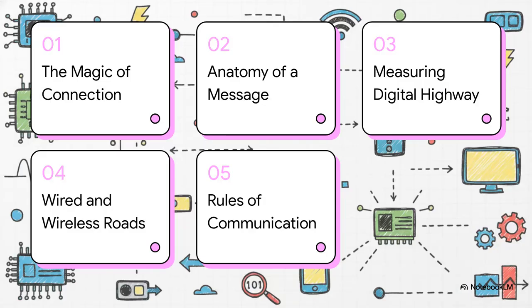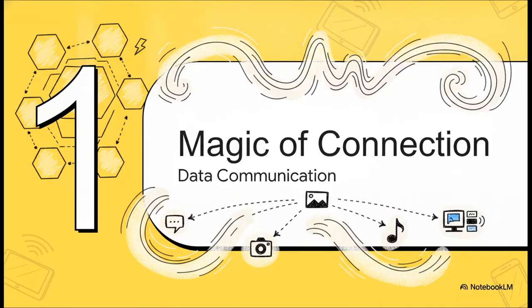So here's our roadmap for this explainer. 1. The magic of connection. 2. Anatomy of a message. 3. Measuring the digital highway. 4. Wired and wireless roads. And 5. The rules of communication. Let's get into it. Section 1.